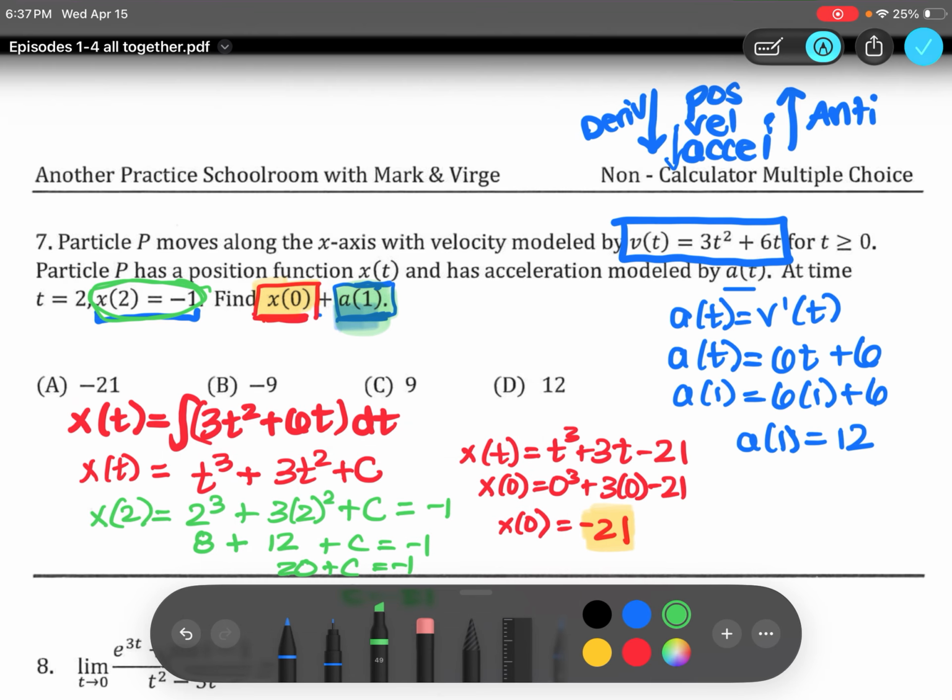Now I've got a of 1 is 12. And for my answer, I'm supposed to be adding x of 0 plus a of 1. So I'm supposed to be adding negative 21 plus 12. And when I add that, I get negative 9. So my answer is B.